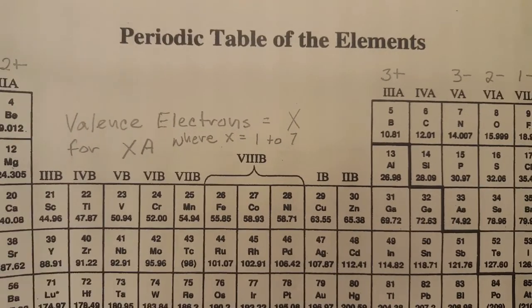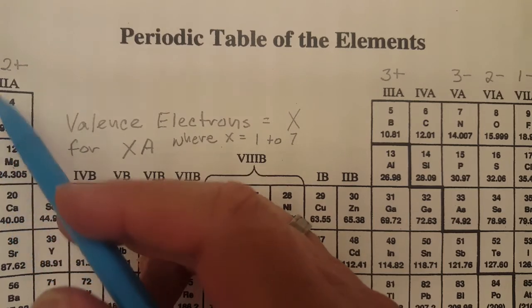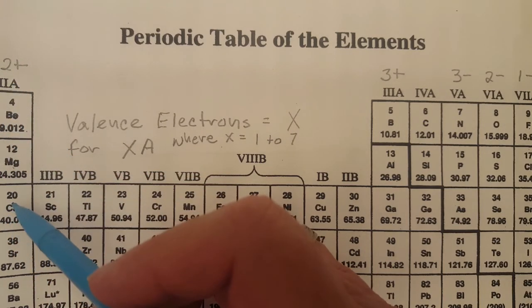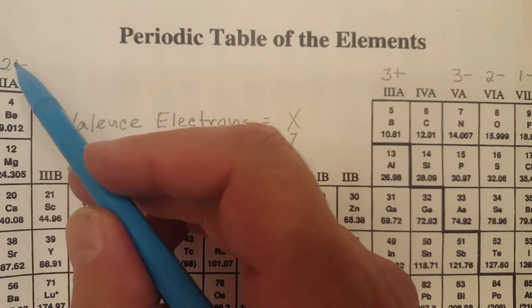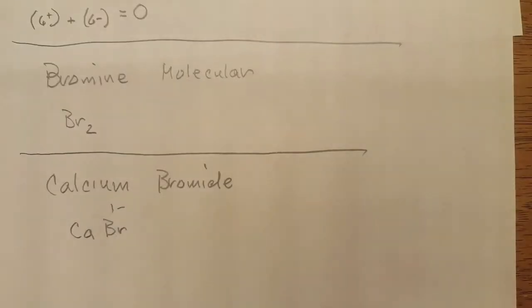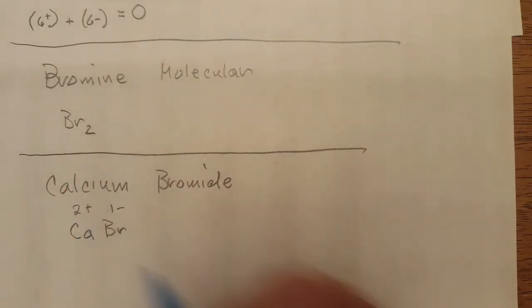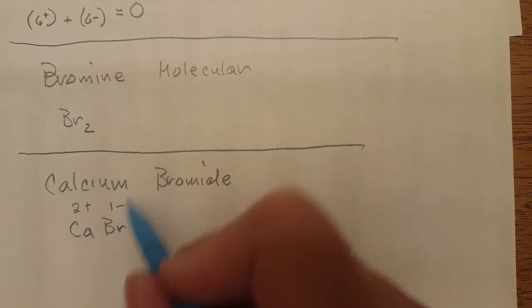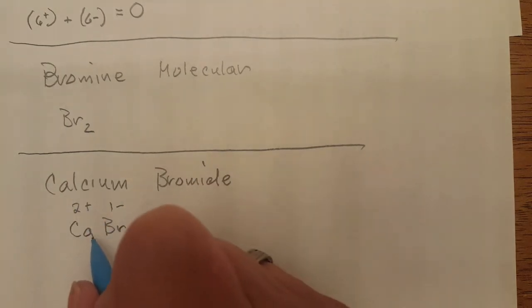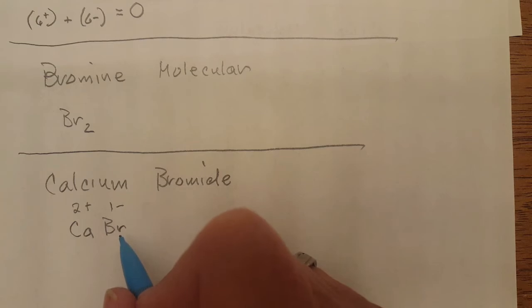Calcium is a metal under group 2A. It's not polycharged, it's singly charged. It's going to end up with a 2 plus when it gives up its 2 electrons. So this is 2 plus. We're going to cross them, so the calcium gets a 1, the bromide gets a 2.